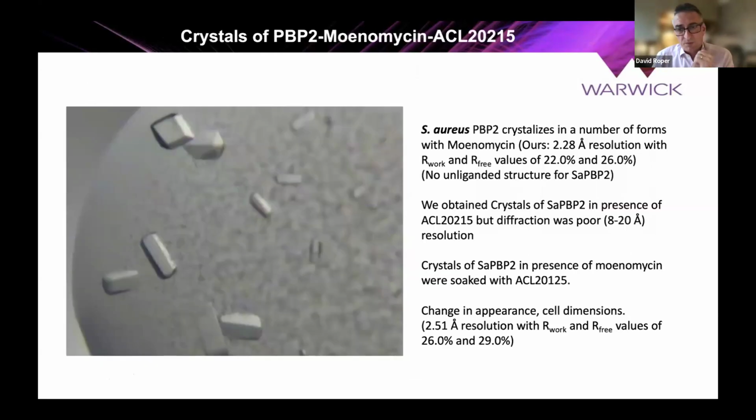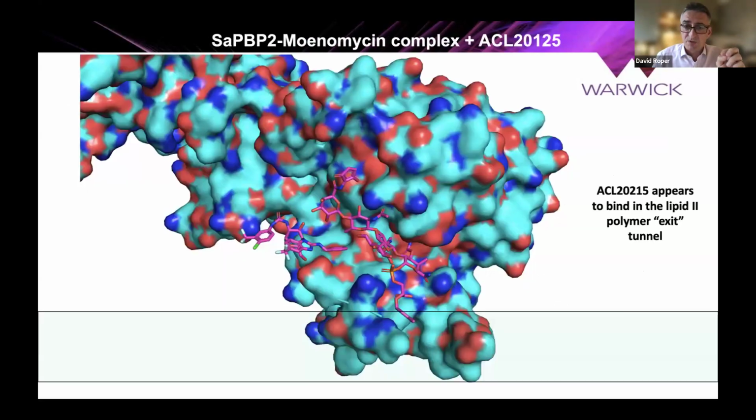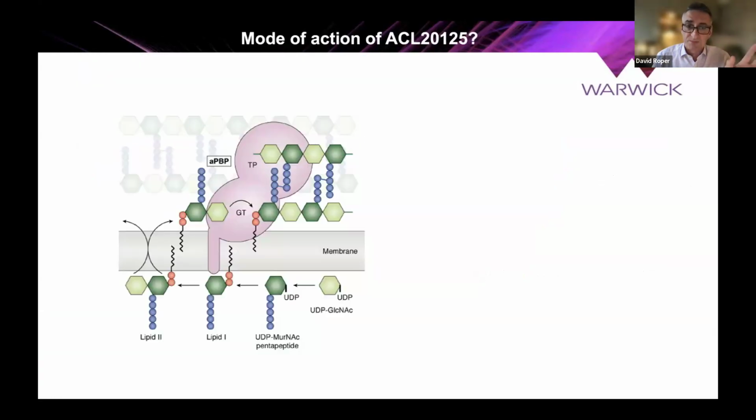So we do a little bit of crystallography in my lab. So we grew some crystals, but unfortunately only in the presence of moenomycin, that inhibitory compound, but also in the presence of ACL20215. And what we found was that these compounds are actually binding not at the active site, but adjacent to it, in what we think is the tunnel through which the growing glycan strand emerges.